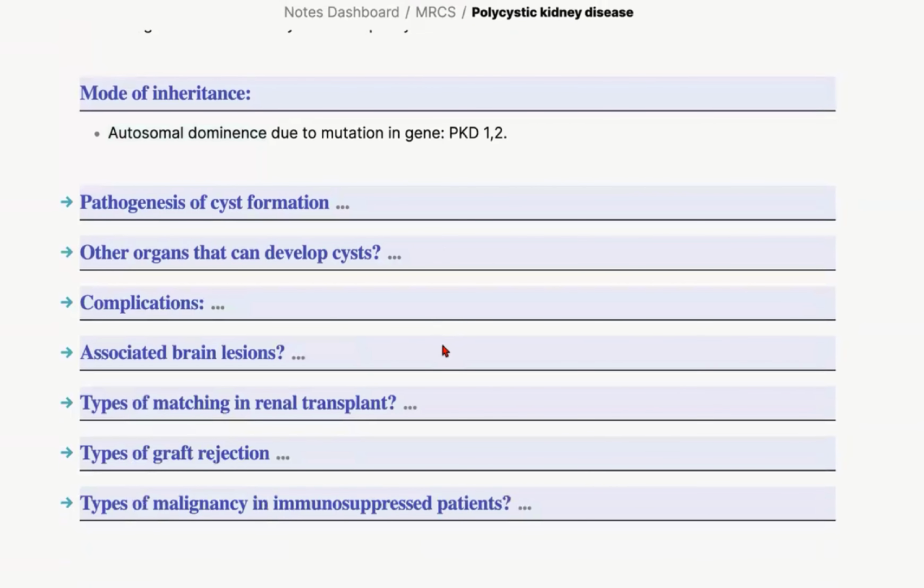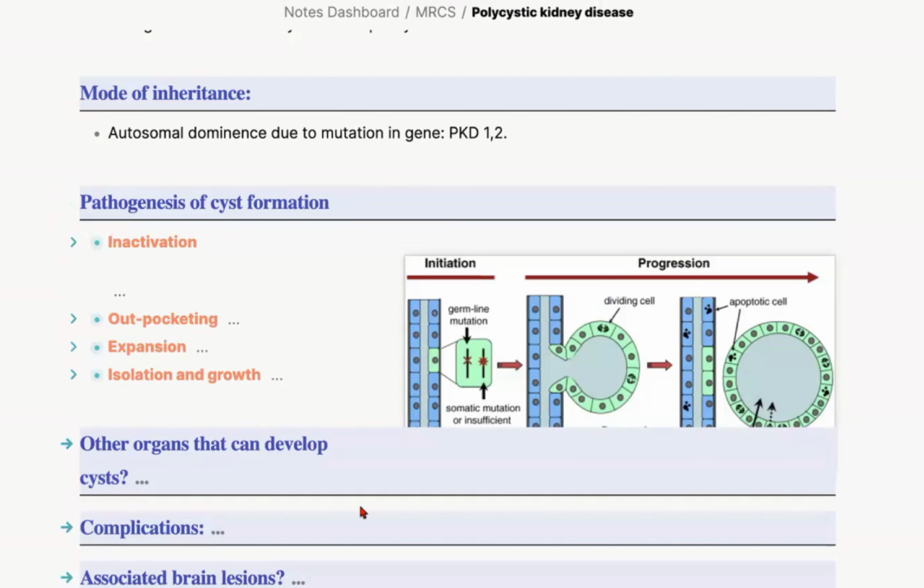Then next is the expansion. Because of the saccular outgrowth, it will pinch out and become an isolated cyst. Next being the destruction. Because of the growth of the isolated cyst, it can cause compression of the renal parenchyma and cause destruction. And other organs that can develop a cyst as well in this condition? It can be the liver, the spleen in this condition.